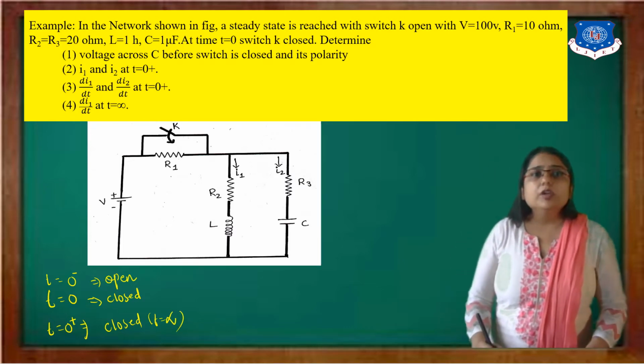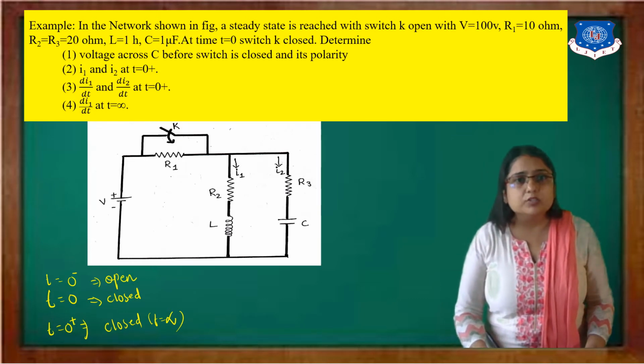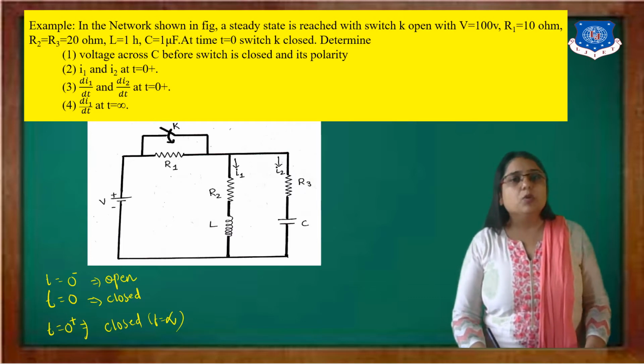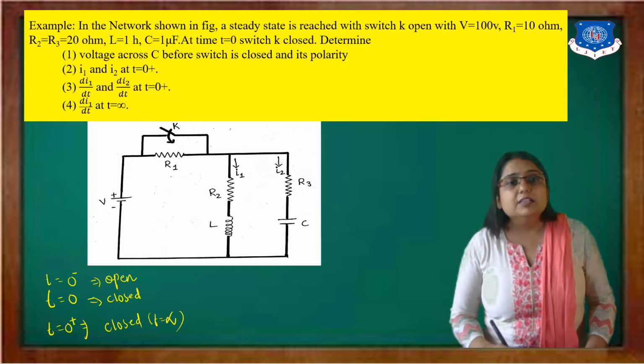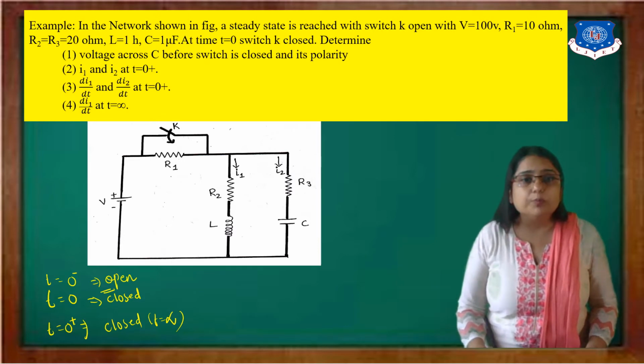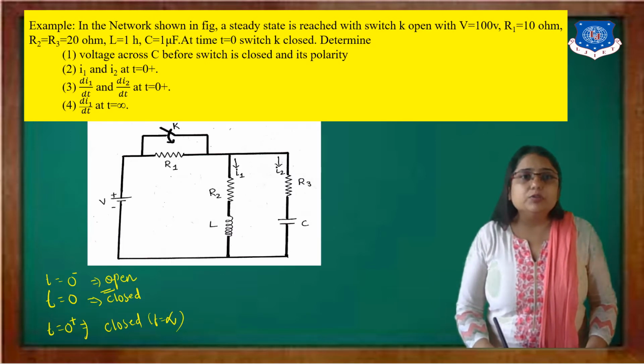Alright, so here the first thing is, we want to determine the voltage across the capacitor before the switch is closed. So at that time we have to consider the switch is open. And yes, when the switch is open, see here one thing is written, a steady state condition is there with switch K open. And then I1 and I2 at t equal to 0 plus.